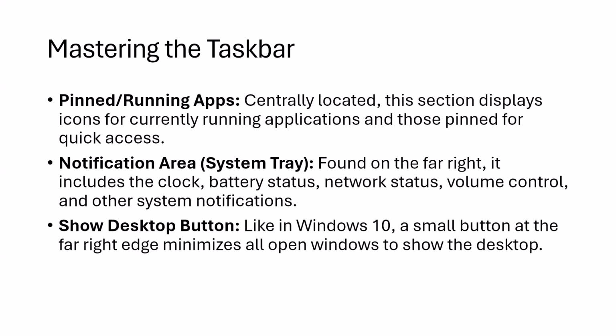Pinned and Running Apps is centrally located. This section displays icons for currently running applications and those pinned for quick access. The notification area is found on the far right. It includes the clock, battery status, network status, volume control, and other system notifications. And like Windows 10, the Show Desktop button is a small button at the far right edge, minimizing all open windows to show the desktop.